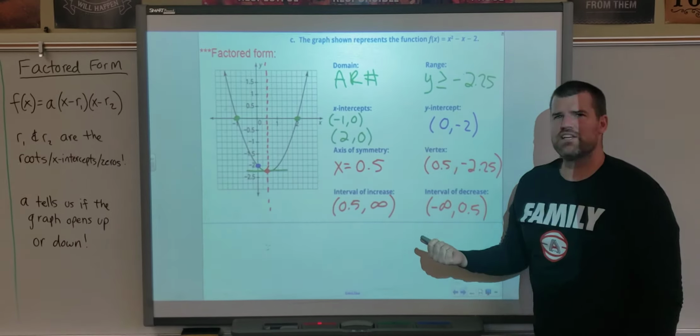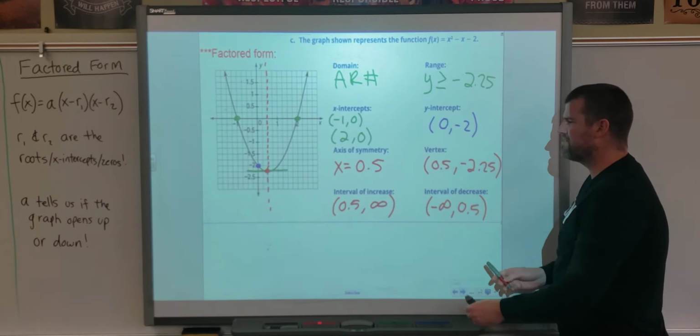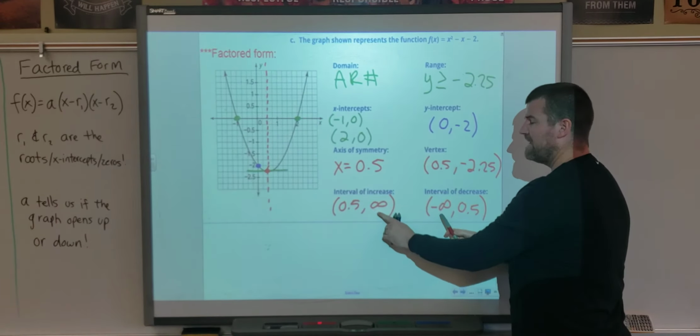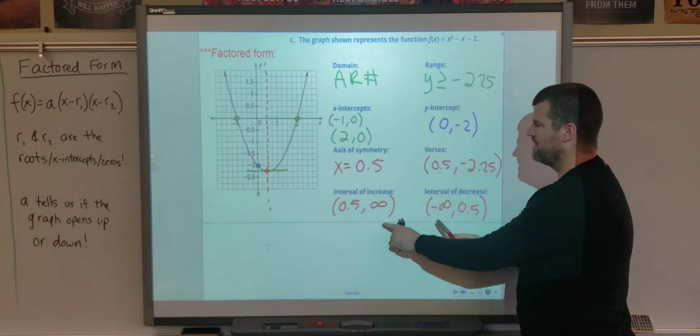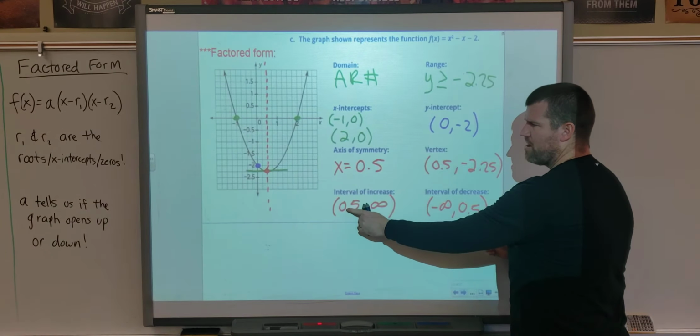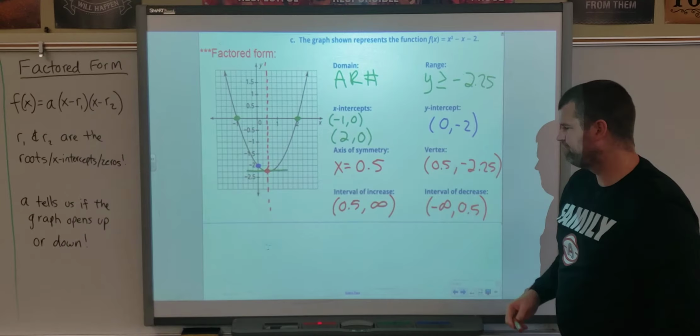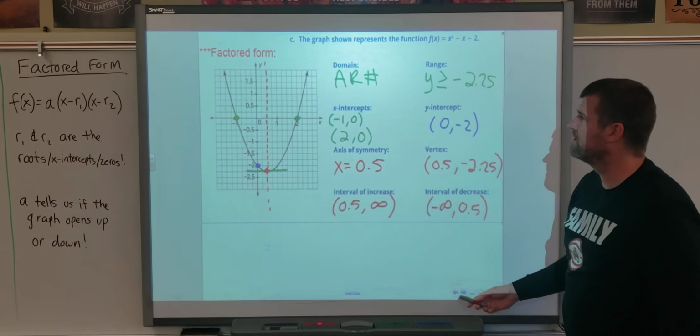Hopefully with the interval of increase and decrease, you're starting to recognize that it's always a positive and a negative infinity somewhere in there. And then the number that you use is always your axis of symmetry. So there are some patterns you can identify.